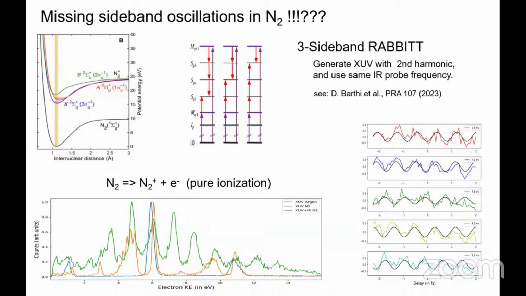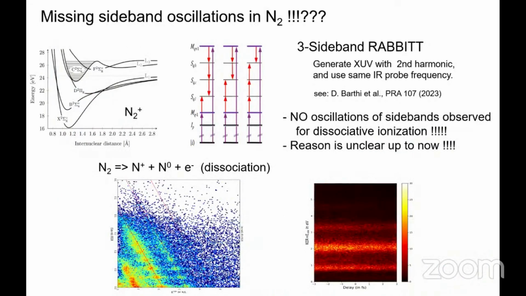So we thought, okay, let's go to the next step and do it for dissociation. Again, nothing. We don't see any sideband oscillations at all. And to be honest, I give this question to you. I don't know exactly what is going on. Is there any kind of loss of coherence, or I cannot say. It's unclear up to now what is the reason for this missing oscillation in the sidebands.